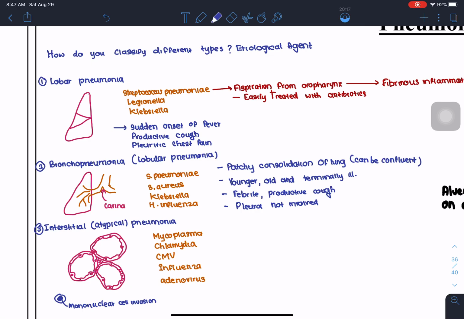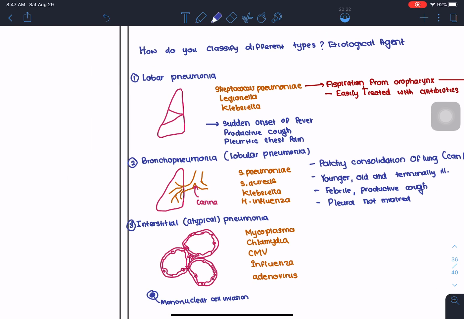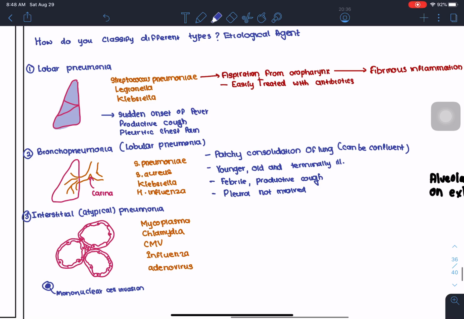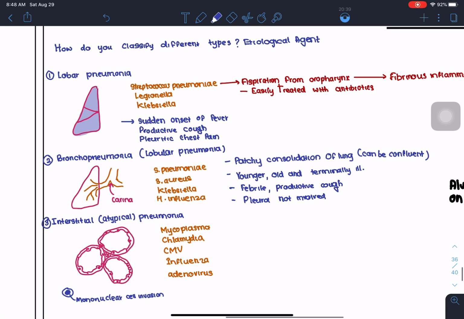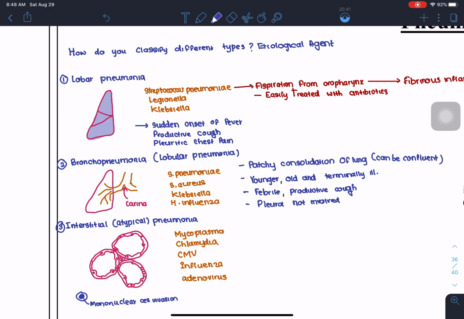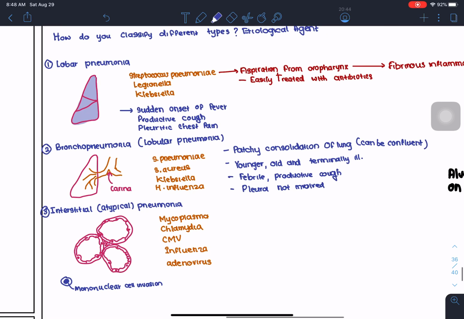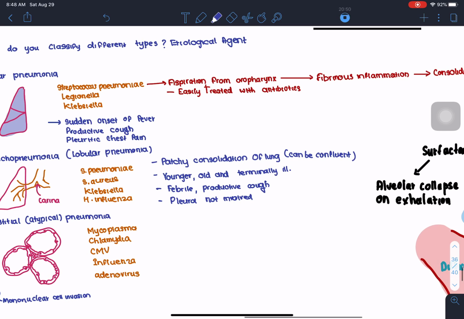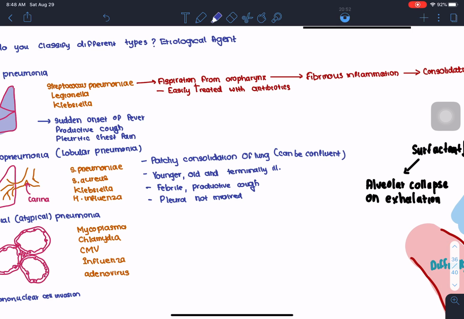So in lobar pneumonia, you get the involvement of one entire lobe, or it can involve the whole lung too. And this is seen in organisms such as Streptococcus pneumoniae, Legionella, and Klebsiella. If we talk about Streptococcus pneumoniae, what I need you to know is it is not really dangerous. You can easily treat it with antibiotics.